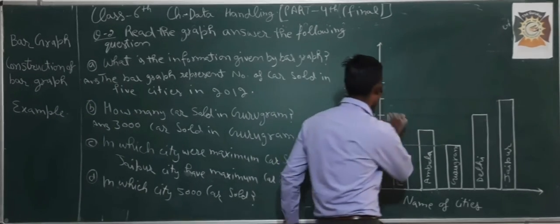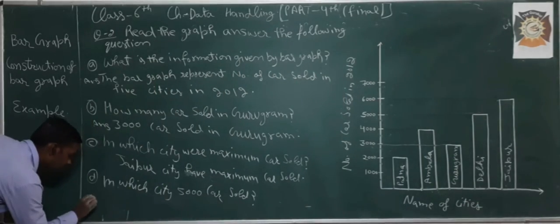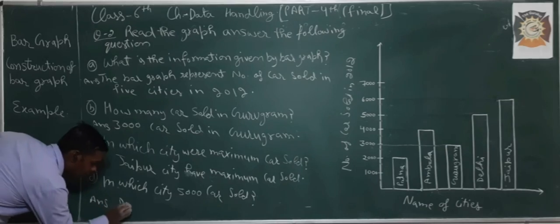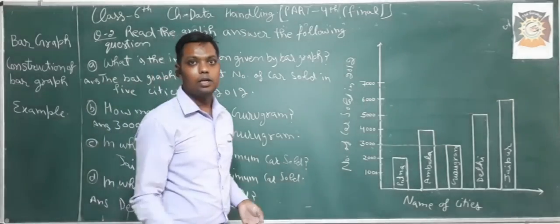As you see here, this is in Delhi, and we write directly one word. In Delhi, 5,000 cars are sold. Now your chapter is over.